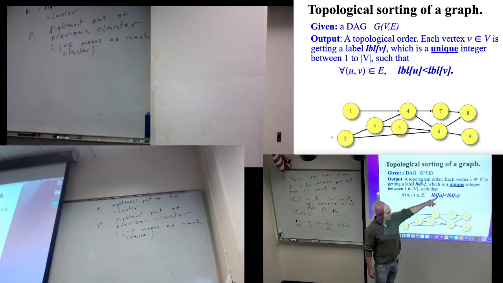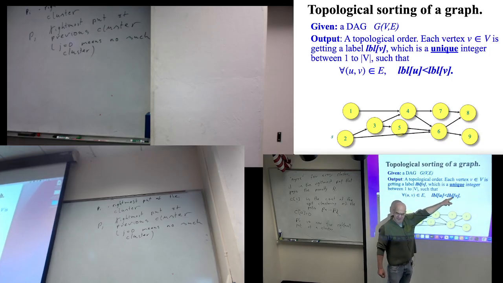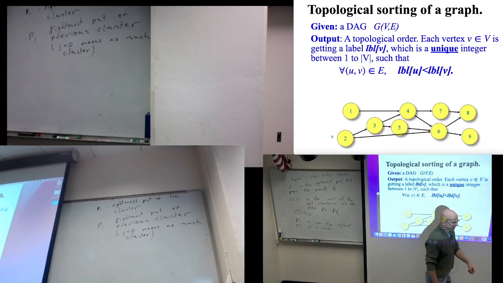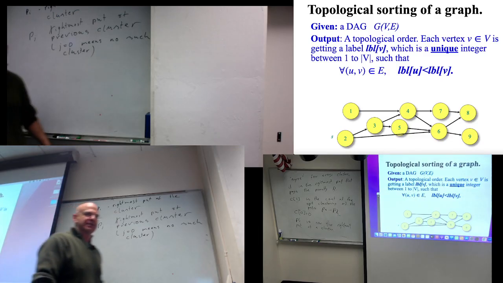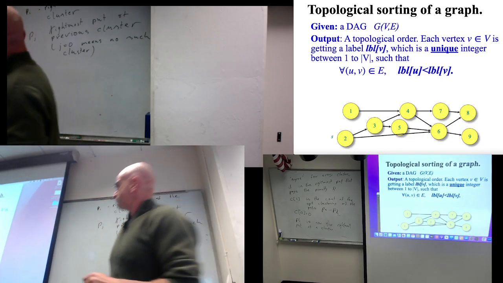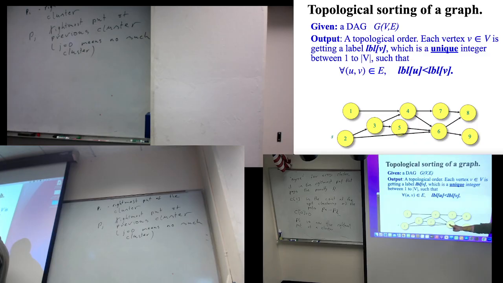And what I'll make sure is that if there is a directed edge, the graph is directed, from u to v, then the label of u must be strictly smaller than the label of v. I don't have two vertices with the same label. It's strictly smaller than. So I have an edge from this vertex to this vertex, so the label of this guy must be smaller than the label of this guy.